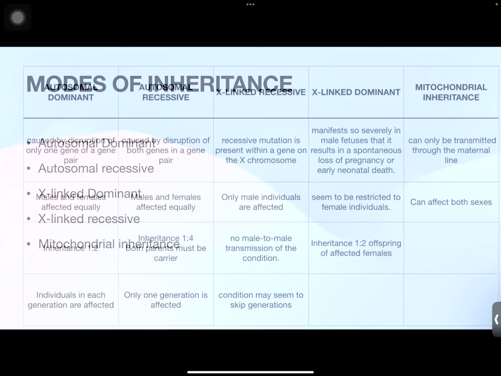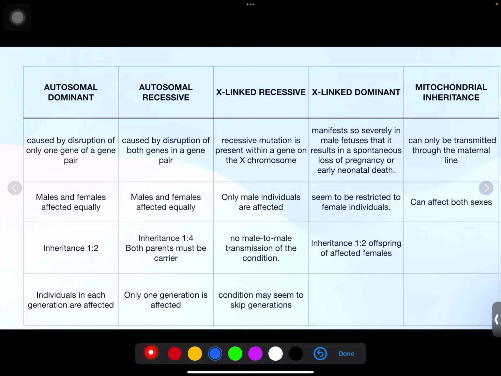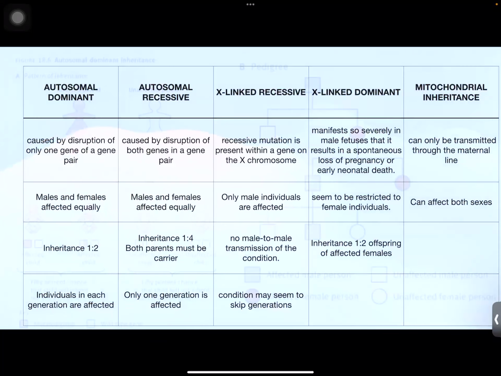We will discuss all these patterns one by one. So what is autosomal dominant? Autosomal dominant means it is caused by disruption of only one gene of a gene pair. There are two genes for every chromosome, so only one gene is disrupted. I will move on to the next slide.